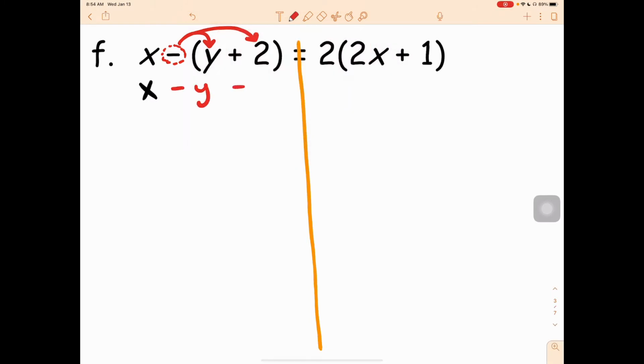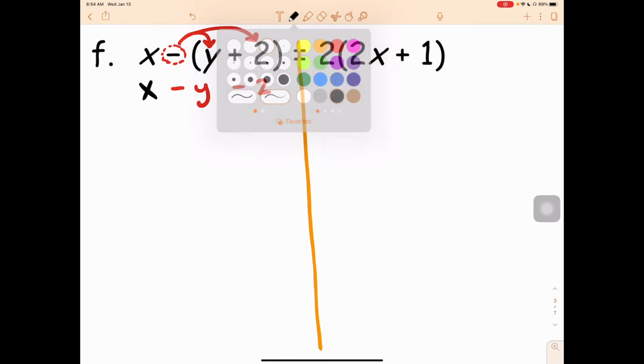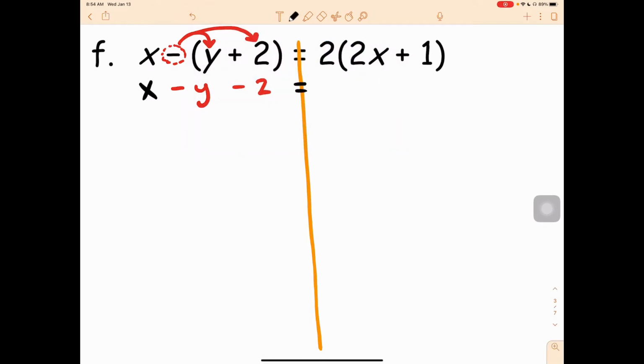Negative times positive 2 is a negative 2. And this equals, it looks like I have to distribute on this side as well. This 2 needs to be distributed into these parentheses. 2 times 2x is 4x. 2 times 1 is positive 2.